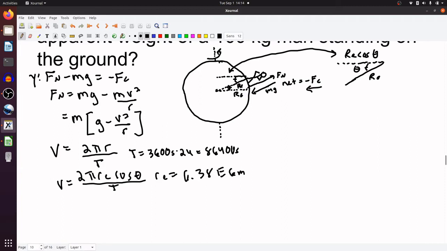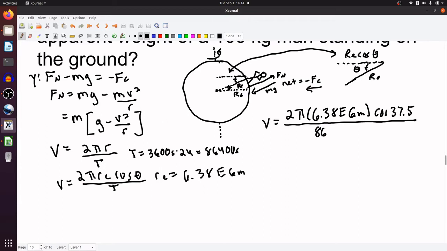Well, let's plug all this in, see what we get. We've got to get our velocity. So velocity is equal to 2 pi times 6.38 times 10 to the 6th meters times the cosine of my inner angle of 37.5, all divided by 86,400 seconds. This will give us our rotational speed as we rotate around the center of the Earth. So 2 times pi times 6.38 times 10 to the 6th times the cosine of 37.5, divided by 86,400, gives me around 368 meters a second.